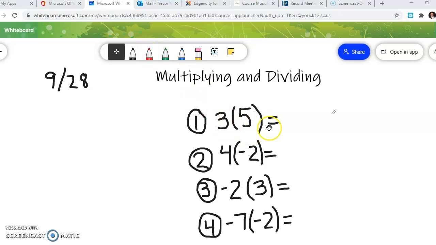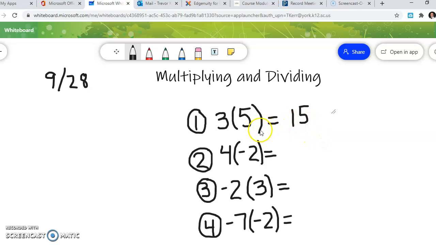And so starting with the things you may have seen in elementary school, 3 times 5, we thought of that as groups of 5, or we thought of it as repeated addition. So 5 plus 5 plus 5. And so the answer here is 15.